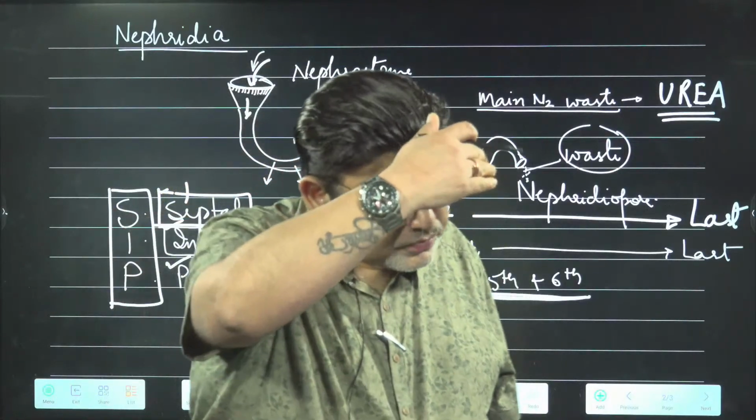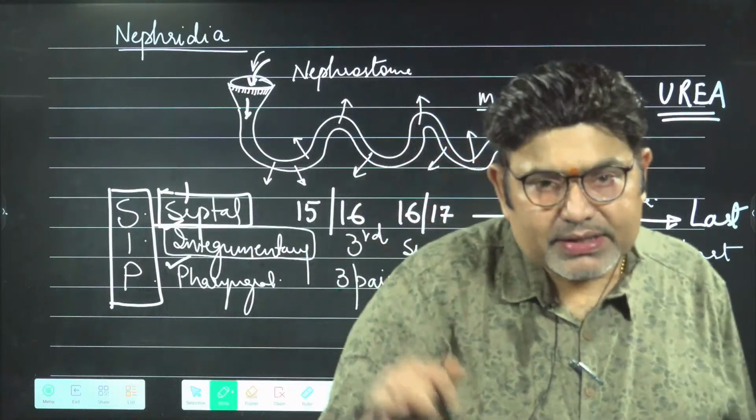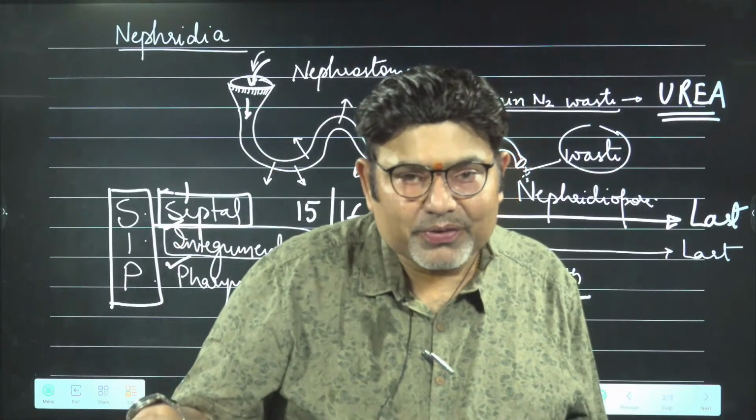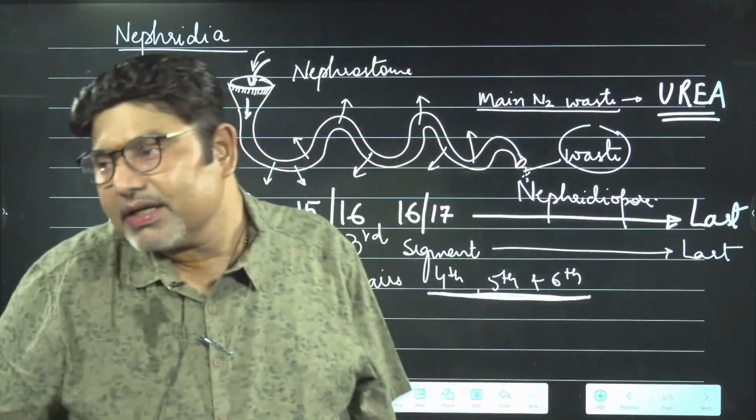Good. Very good. Answer is the first and second. The first two segments don't have any nephridiopore. Make sense?